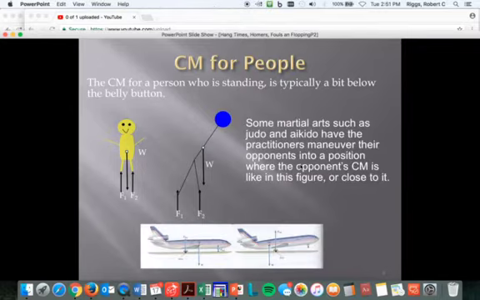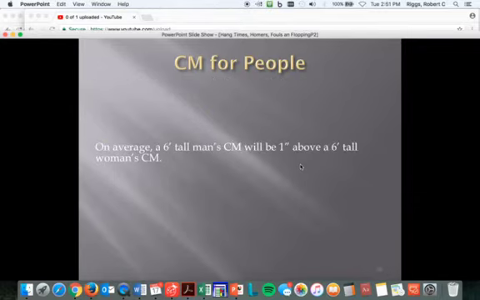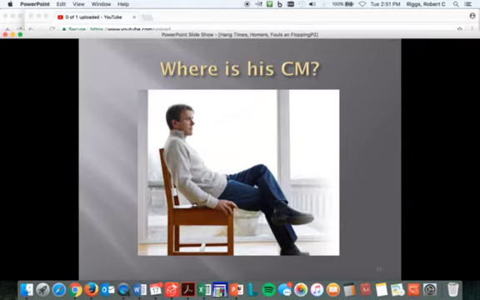On average, it will be about 1 inch above that of a 6 foot tall woman. Okay? So it's about 1 inch higher. So the center of mass for men is higher than it is for women. Of course it is. Men don't have to have babies.